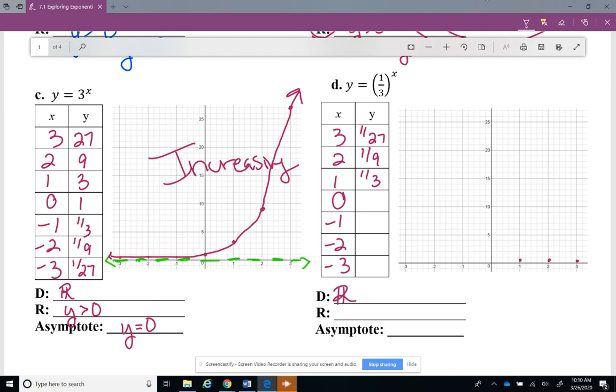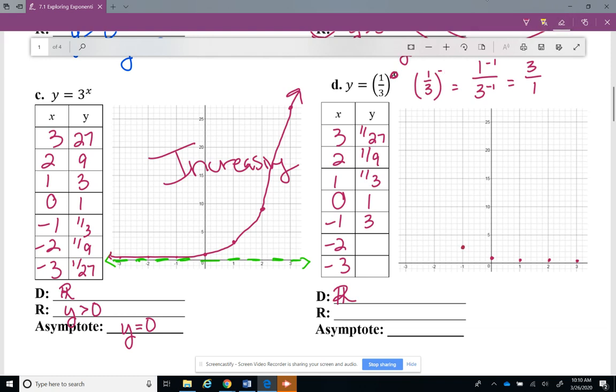All right, 1/3 to the 0 is going to be 1. So 0, 1. All right, now I'm going to do 1/3 to the -1. So that's 1 to the -1 over 3 to the -1. Switch places and get rid of the negative. So the 3 comes up and the 1 comes down. So that's just 3. So -1, 3.